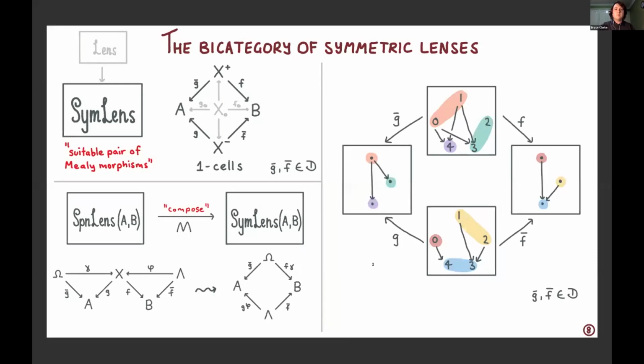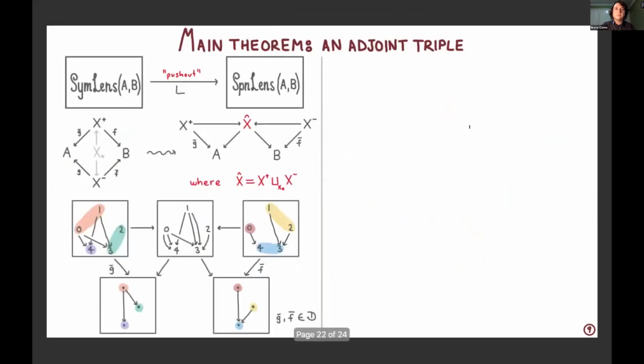Now, without this intermediate system here, you may ask yourself, well, given that every span of lenses is a symmetric lens, can we also see symmetric lenses as spans of asymmetric lenses? And it turns out that we can do that. Now, the main theorem of this paper contains all the details.